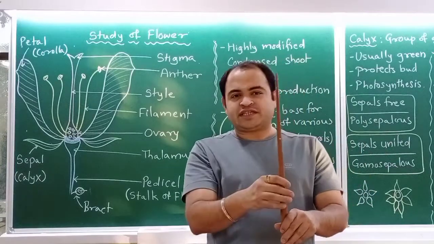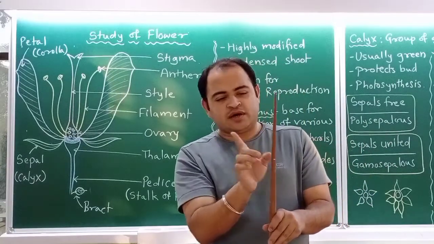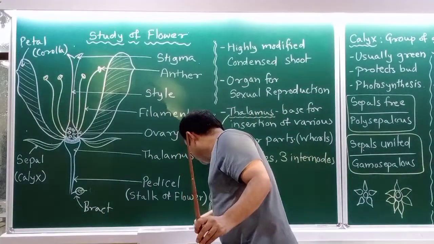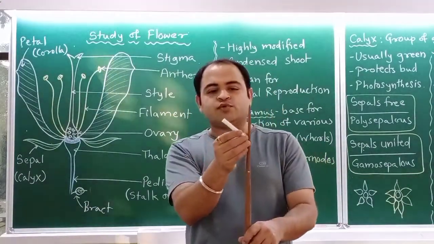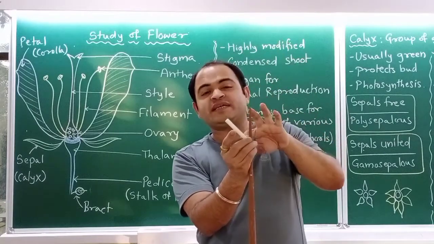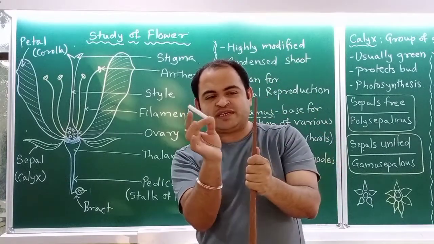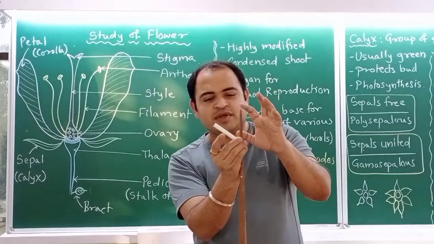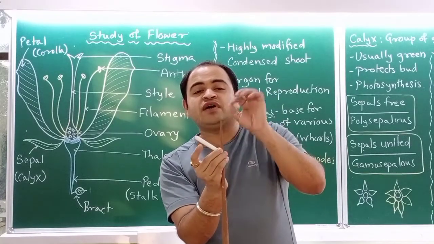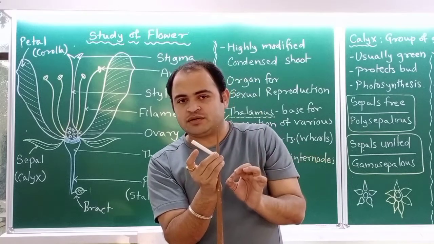Suppose this is main axis, and if the pedicel is attached like this, I can use a chalk. Yes, suppose this is pedicel and flower blooms over here. So this is pedicel. Okay, this is pedicellate flower, this is main stem, and this particular pedicel will have a small leaf-like structure.